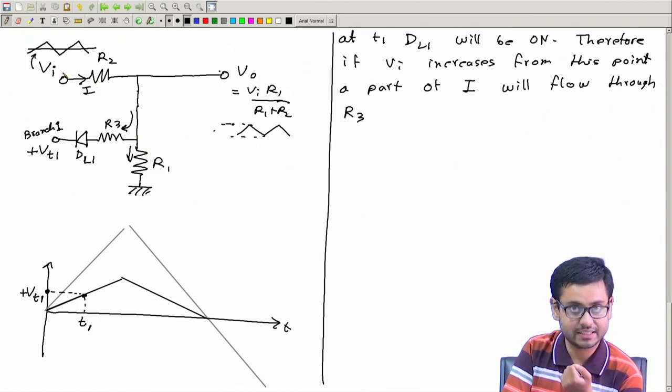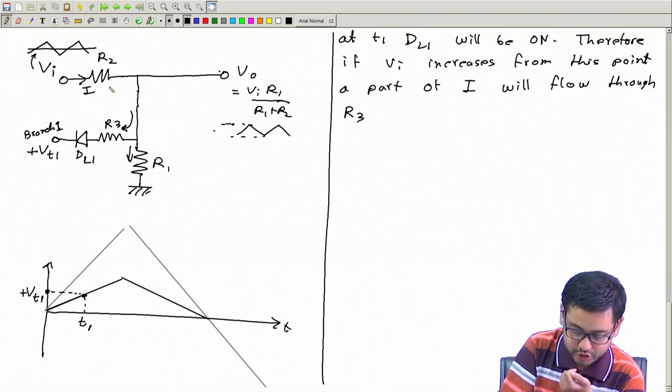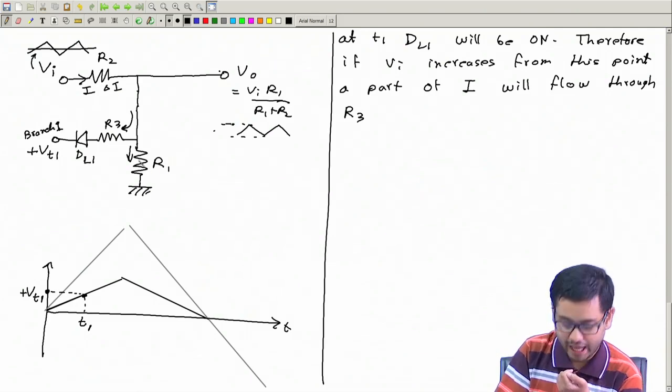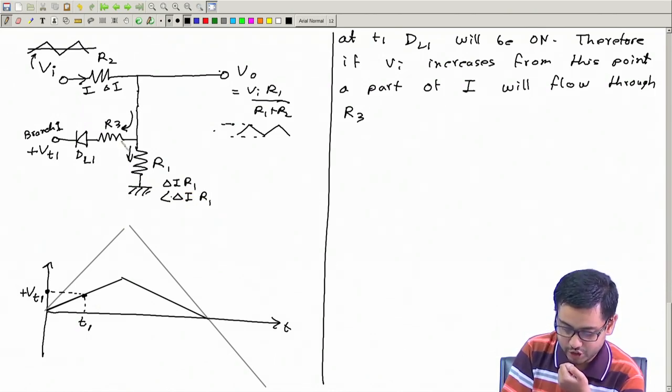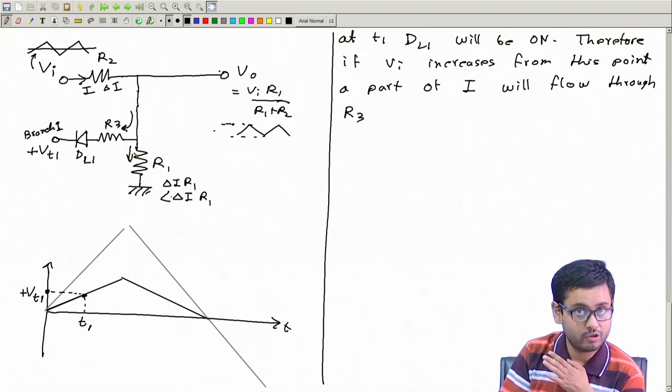If this current increases by some amount, previously this voltage was increasing by, if this current was increasing by delta I, then this voltage across here was increasing by delta I times R1. But now it will increase by an amount less than delta I R1, because part of delta I will go through this. So this voltage will now not increase as fast as before.